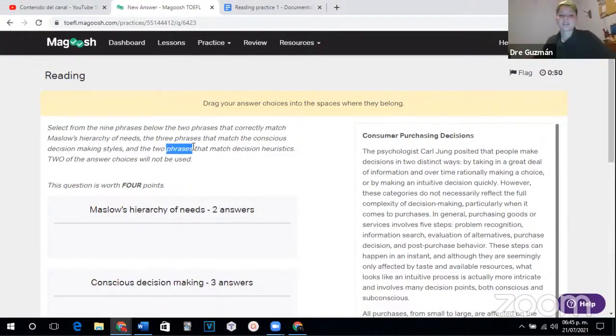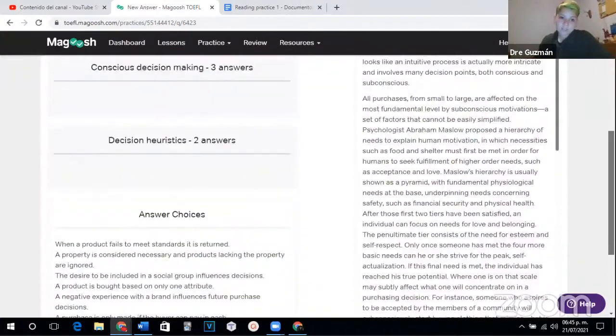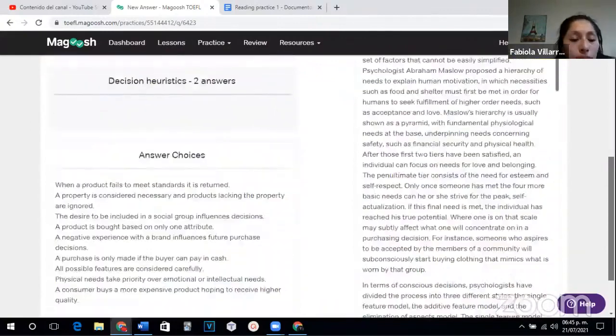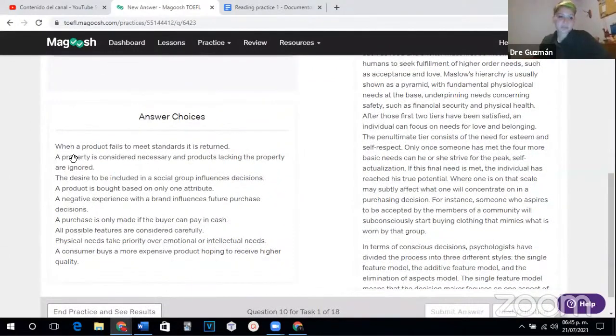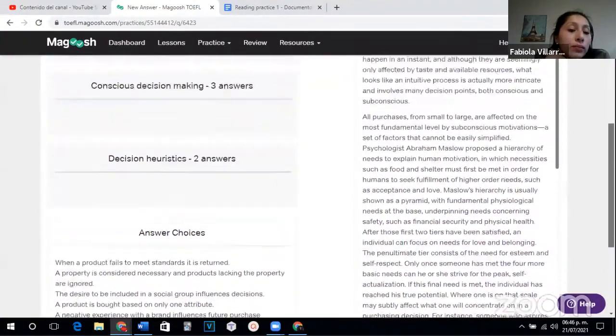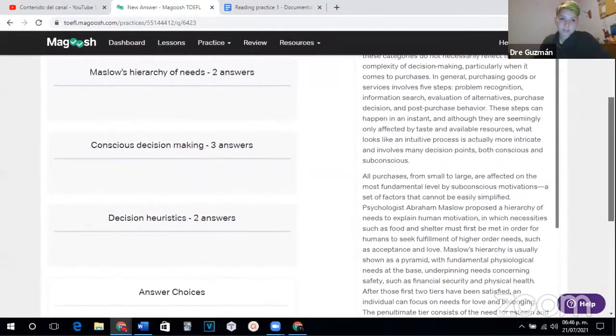Okay, phrases here, because we're just going to pick certain phrases, solo ciertas frases. So here we have to categorize different information. So this is pretty simple as well. Es como que solo poner según qué está hablando. So can you read the first one, this phrase? Fabiola, please. Sure. When a product fails to meet standards, it is returned. Okay, and which category does this fit into? What's it talking about?